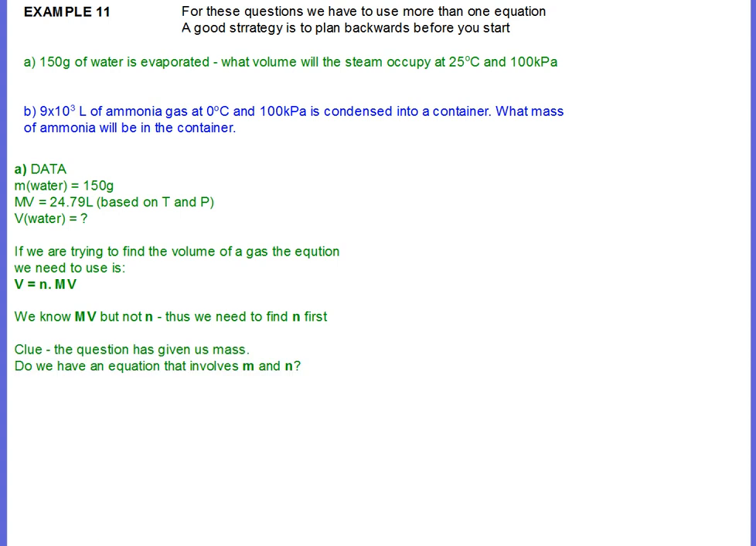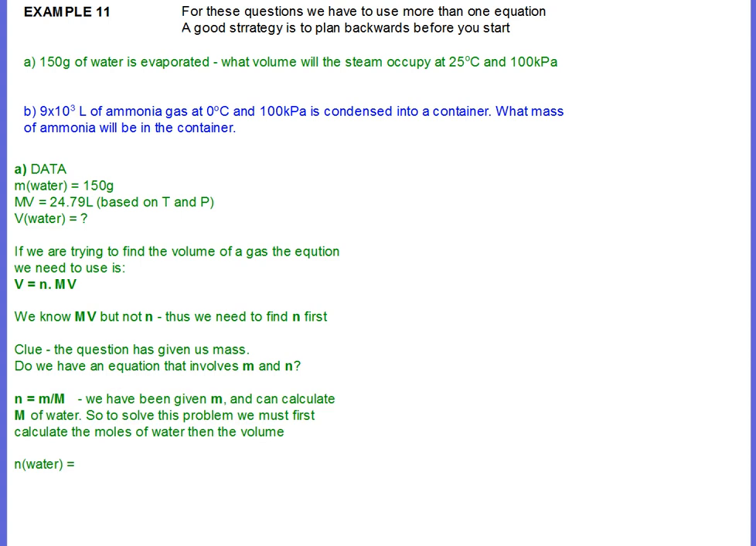And the clue for this question is they've given us the mass. Now, we're not using the mass in this equation, so this mass must be given to us for a reason. So we've got to ask ourselves, we need to know number of moles. We've been told the mass. Do we have an equation that involves the mass and the number of moles? And the answer to that is yes. We've got this equation we used before, number of moles equals mass over molar mass. And considering the fact that we've been given the mass, and we can easily calculate the molar mass of water, that means to solve this problem, first we've got to find the moles of water using mass over molar mass, and then we can calculate the volume of water.